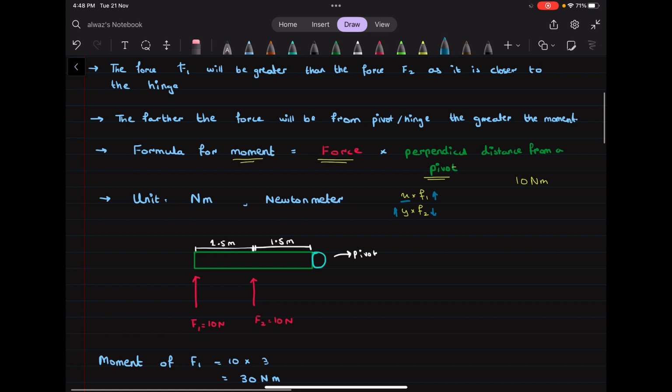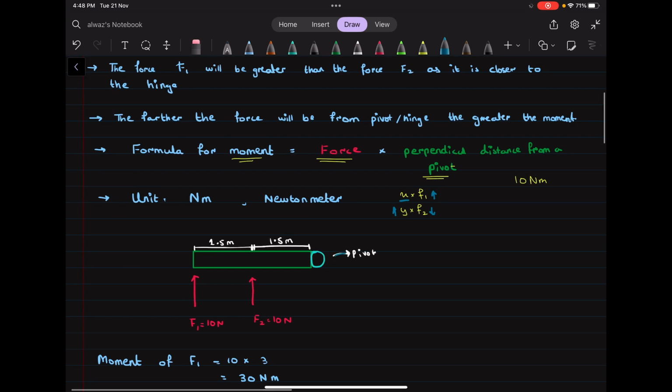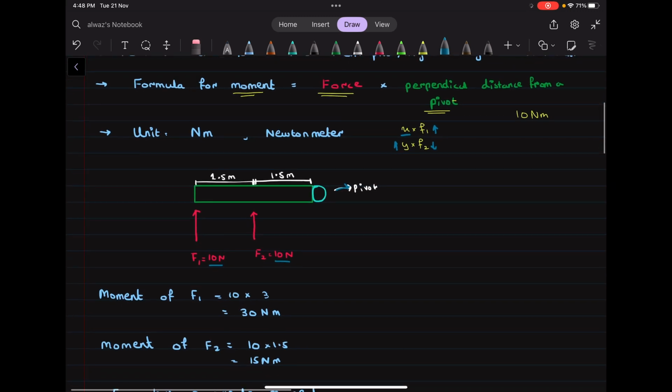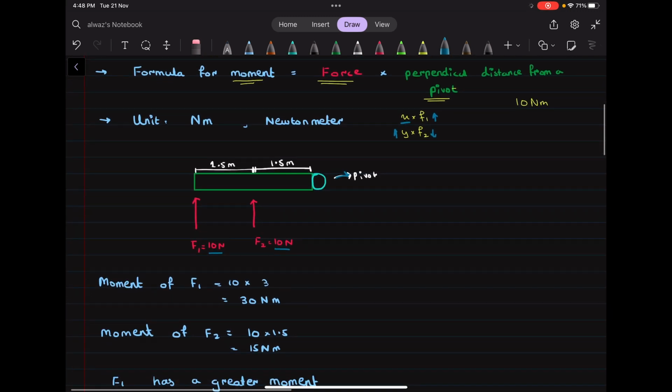Now this is a much more understandable visual, where we have our pivot right here as we've labeled, and we have two forces, F1 and F2. Let us see what is the moment produced by these two forces. We can see that both forces are equal. Both forces are 10 newtons. So let's see the moment by F1.